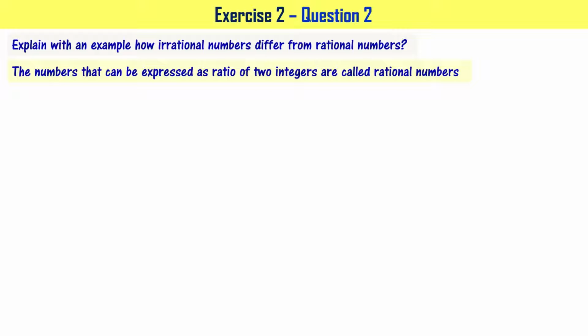We know that the numbers that can be expressed as ratio of two integers are called rational numbers, right? For example, I can say 1 by 2, 3 by 4, 7 by 16, 2 by 3. All these are rational numbers because each is a ratio of two integers, 1 and 2. Look at this. 2 and 3 are two integers. Their ratio is 2 by 3. That's why these are called rational numbers, right?